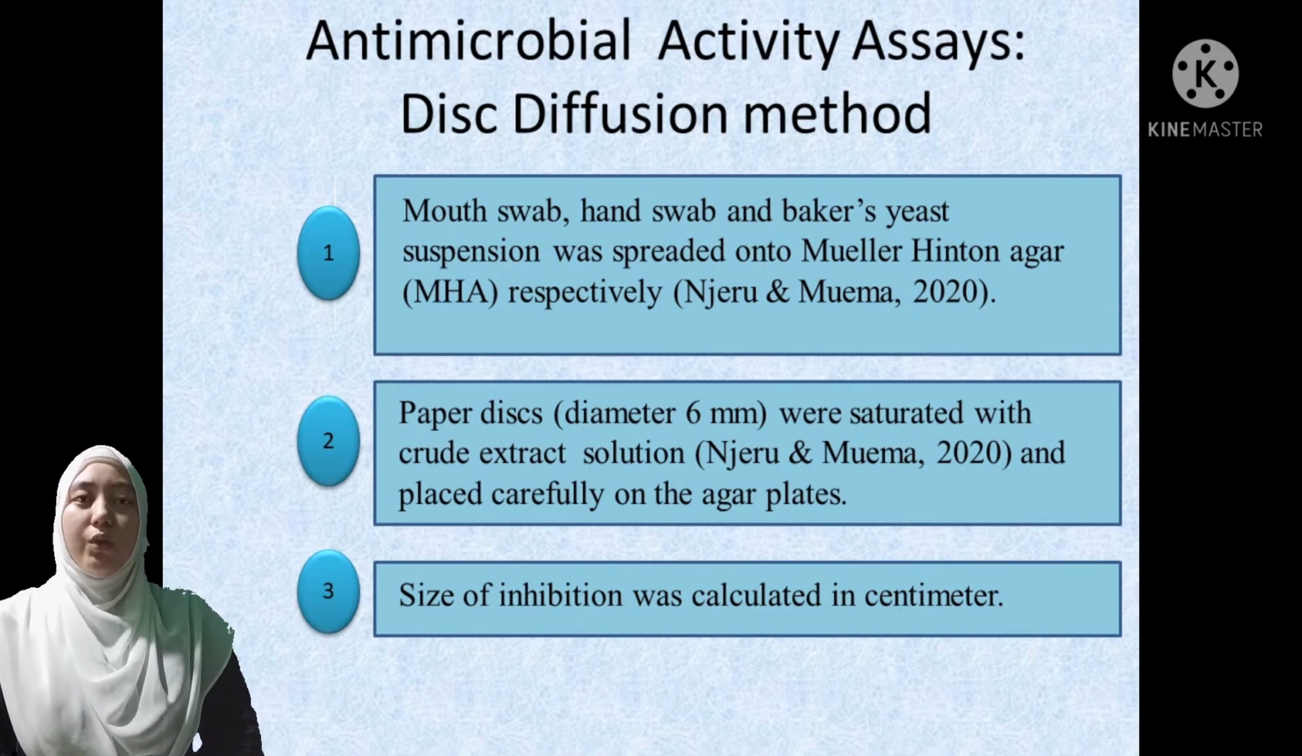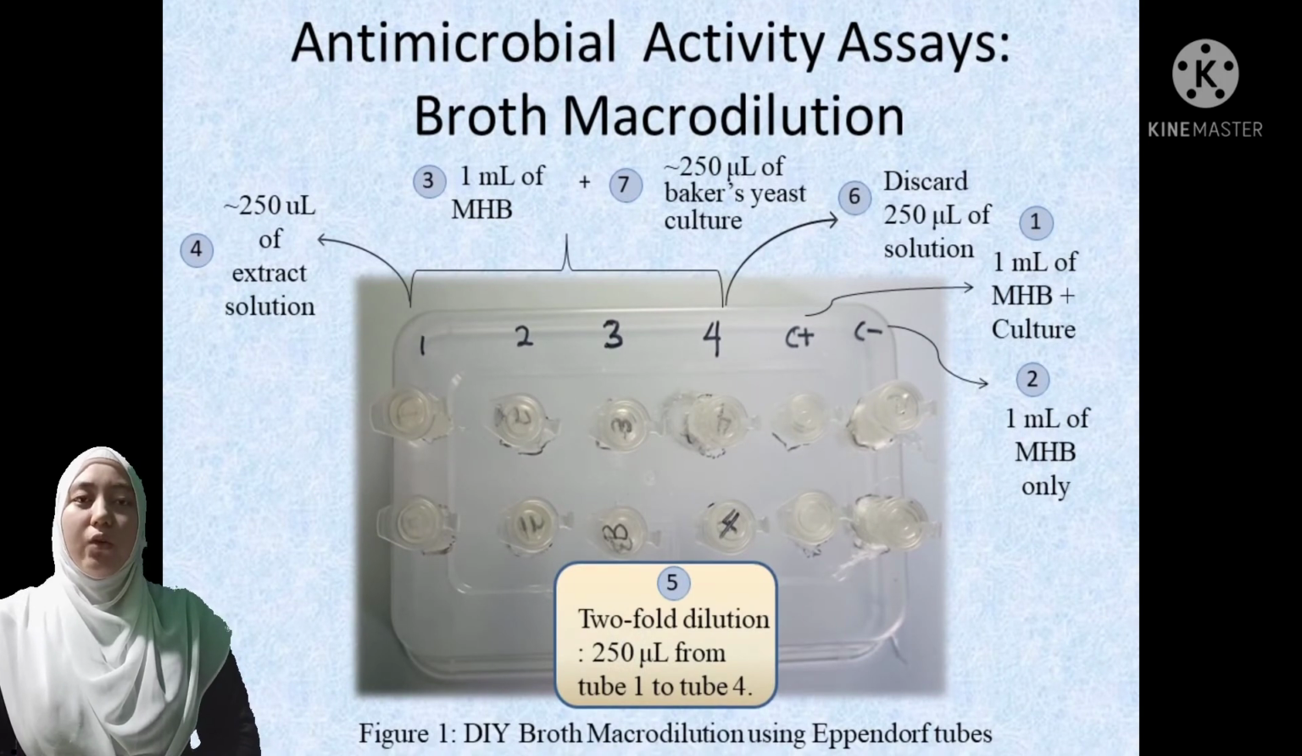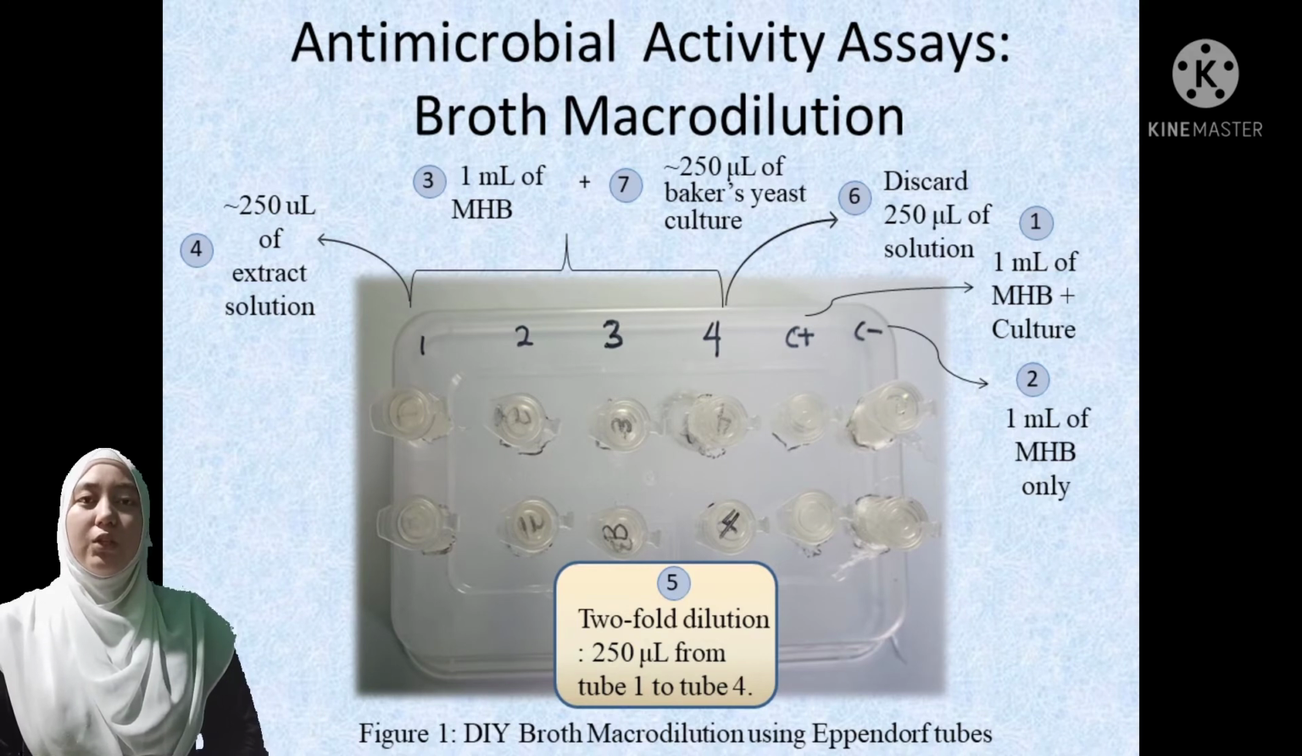Size of inhibition was calculated in centimeters. Sample showing larger zone of inhibition was tested for further MIC. Now we move to antimicrobial activity assessed using broth macrodilution. This is done to determine minimal inhibitory concentration.